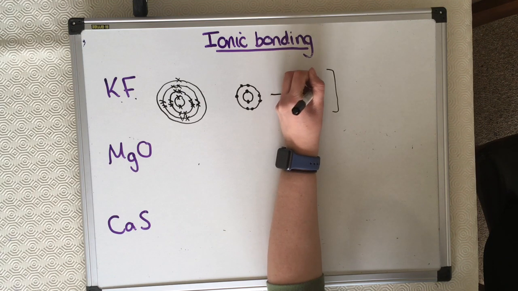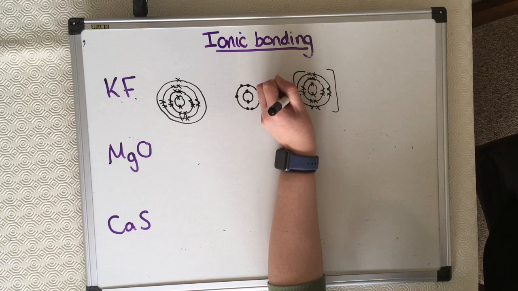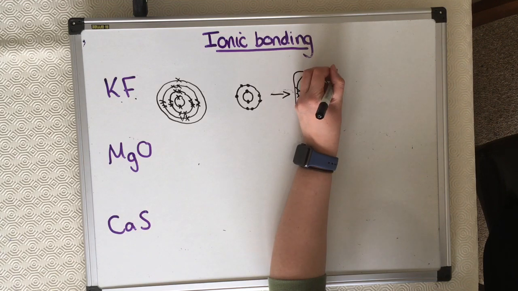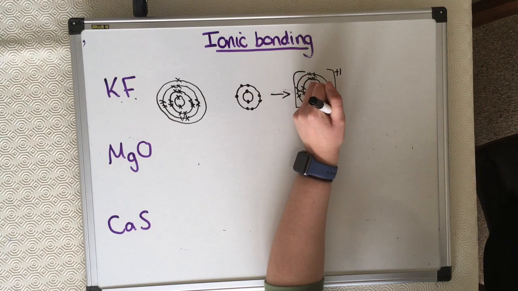First shell's full, second shell is full, third shell is full. Because it's going to have lost that outer electron in the outer shells, it's only now got 3 shells and it's got a positive charge.